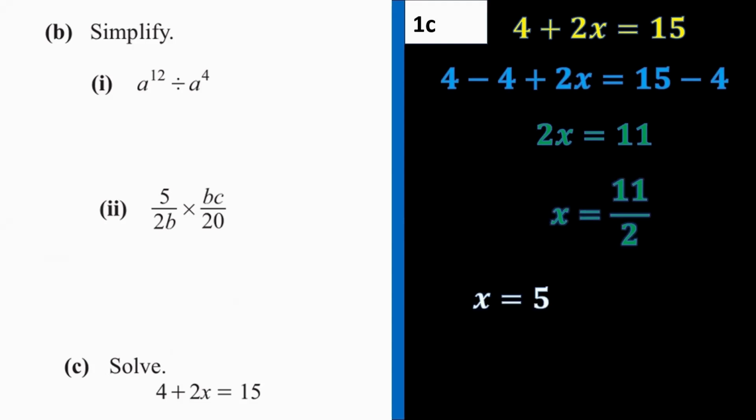You have a choice either to leave it as a decimal or to leave it as a mixed number. As a decimal, it will give us 5.5, or if you leave it as a mixed number, which is an equivalent of 5.5, that gives us 5 whole number, 1 over 2. And we've been able to solve and got the value of s.